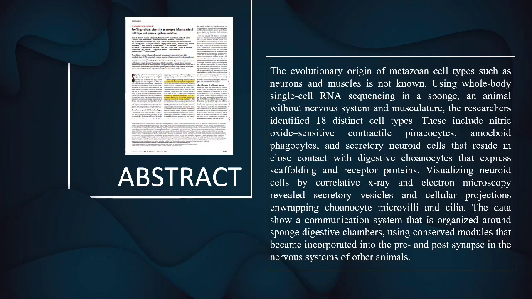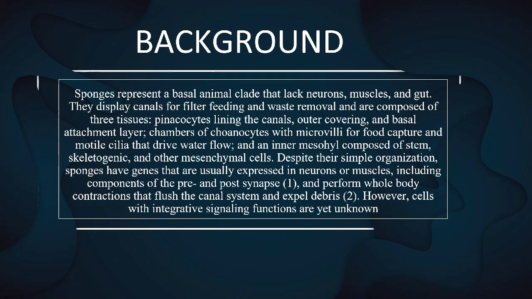It turns out that these digestive cells express genes typical of the postsynaptic neuron. The data show a communication system that is organized around sponge digestive chambers using conserved modules that became incorporated into the pre- and post-synapse in the nervous systems of other animals.